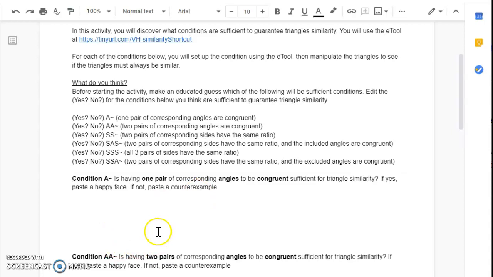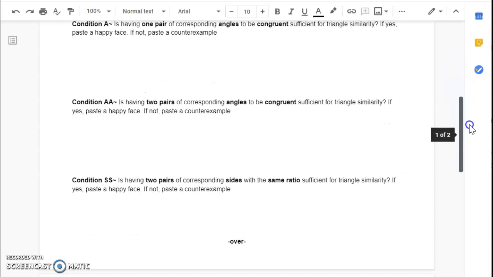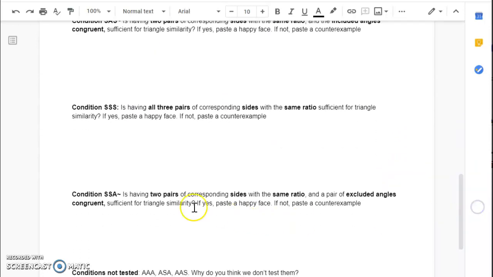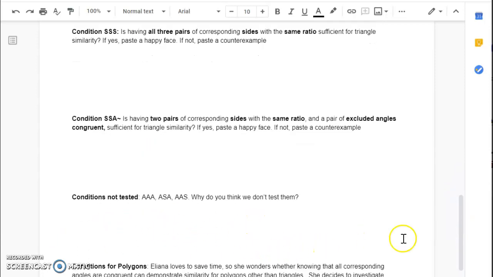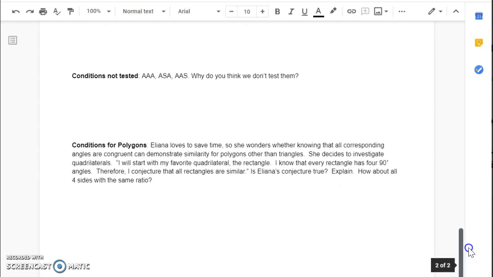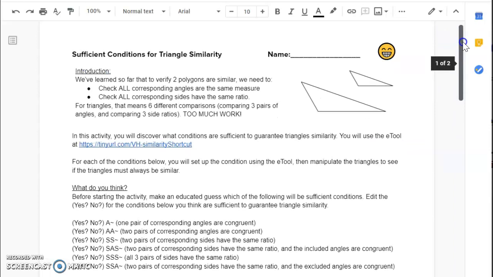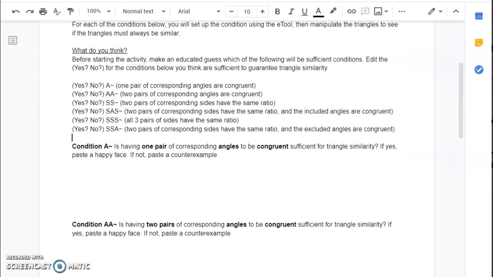So I am going to demonstrate this, and then afterwards you're going to go into your groups and work on AA similarity, side-side-side similarity, and side-angle-side similarity, and you are going to keep working on it until you get to the end. And again, you are going to be turning this in as part of your classwork. So let's go to the tool.